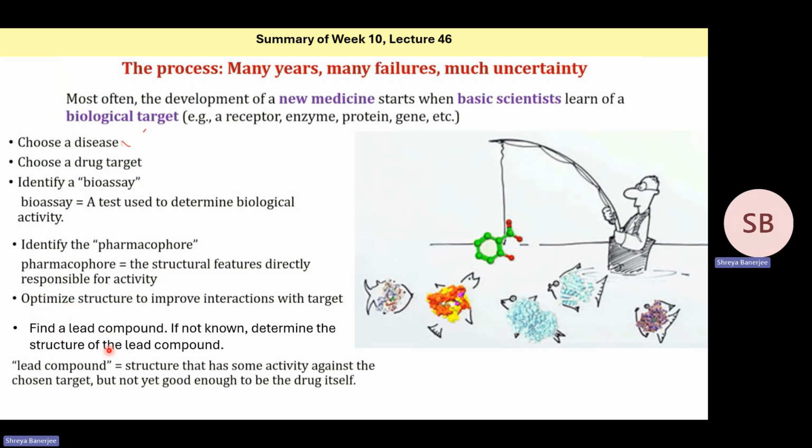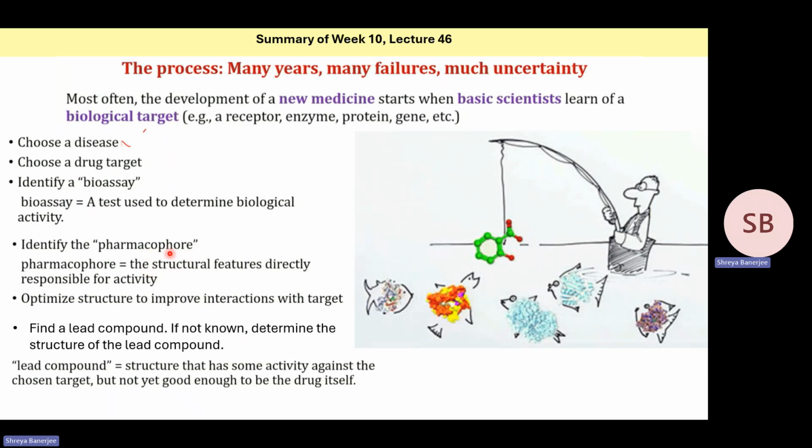Then you get a lead compound. And if the lead compound is not known, the structure of the lead compound can be determined from what is already known in nature. So the lead compound is a molecule that has some activity against the chosen target, but is not yet good enough to be the drug itself.